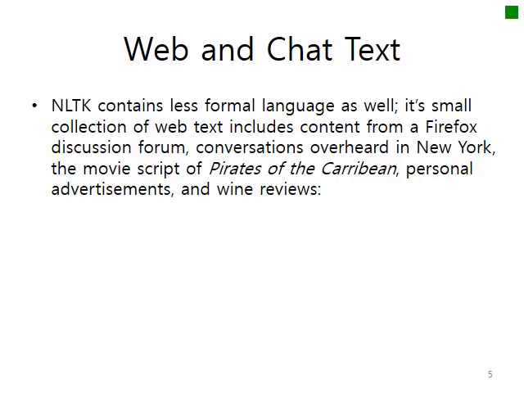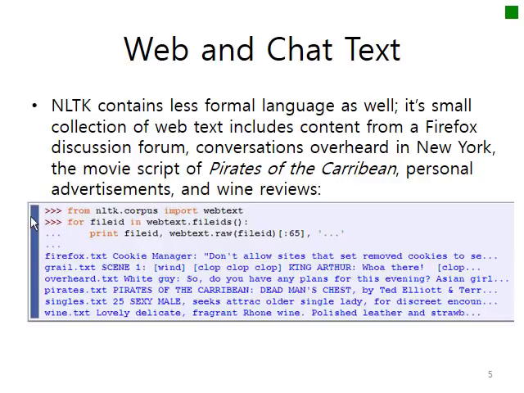NLTK also has a collection of web and chat text. So today we'll talk about lots of probabilistic techniques which we have already discussed in class. We can use this knowledge to build interesting AI tools such as an automatic classifier that can tell who is the author of the book we are reading, whether it is coming from the web or a book, and so on. So for example, there is a snapshot of web text that is available from NLTK.